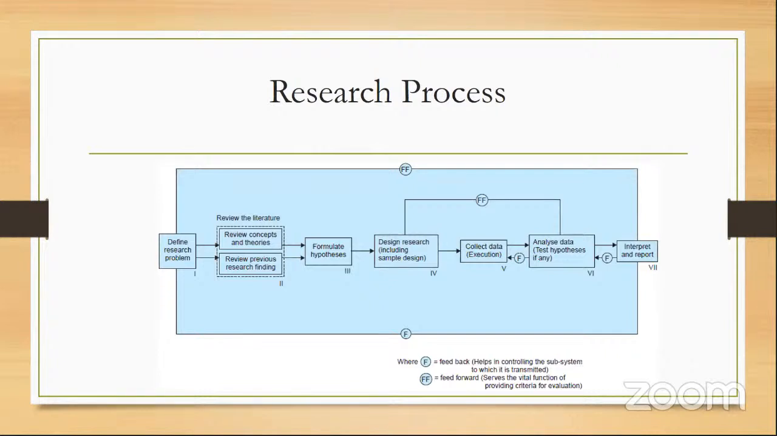But there is another aspect to it, where we review theories and concepts. In extension you have a theory of adoption, right? What are the factors that influence adoption? So additionally, we have to review the theory regarding the general problem that we have in place. Then, after the review, we convert the research problem into a hypothesis.